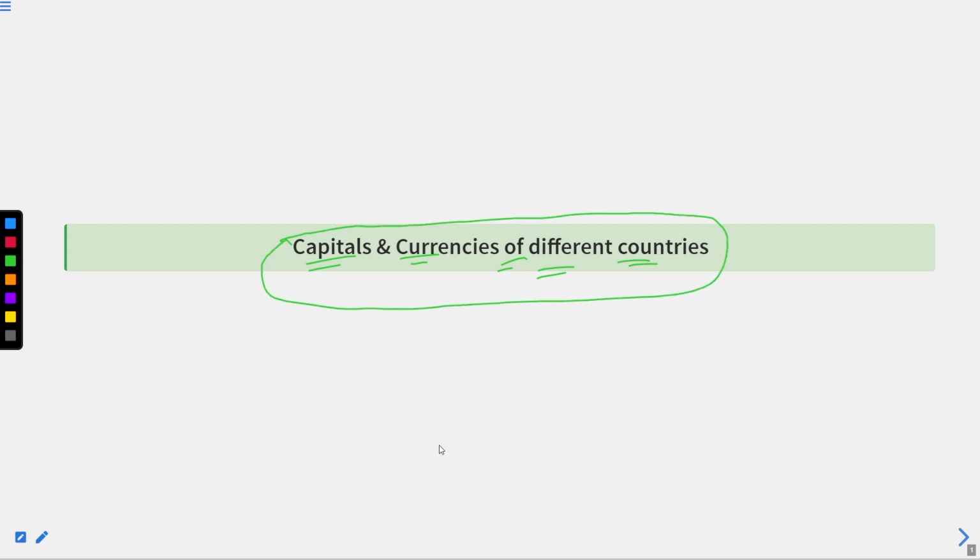Why? Because you can see the question asked directly from this section in the examination. Okay. And this is also part of static and current. So basically we could say in static, the question is asked directly from here because this is in the static part as normal. But how does it become part of current? Whenever anything happens in any country and the country is in the news, then there are chances that the capital of that country or the currency of that country could be asked in the examination. So that's how it becomes an important section of competitive exams.